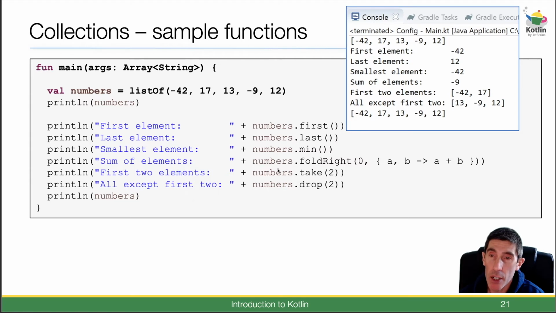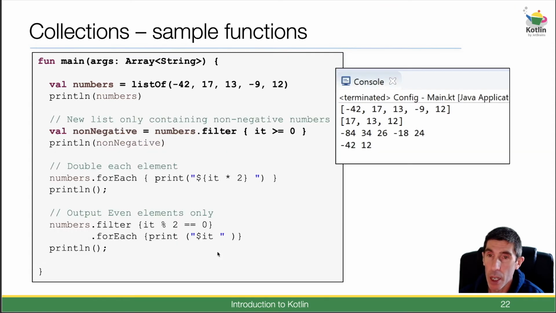We can just literally take the first two elements, or we can exclude the first two elements. Okay, so this is what we get over here. You can see the print statements based on those particular function calls. So there are quite a lot of functions that are part of those collection interfaces that give you a lot of scope to do different things. Okay. Another few more sample functions here. Again, we're declaring our numbers, just a simple list. We print it out. That's what we get over here.